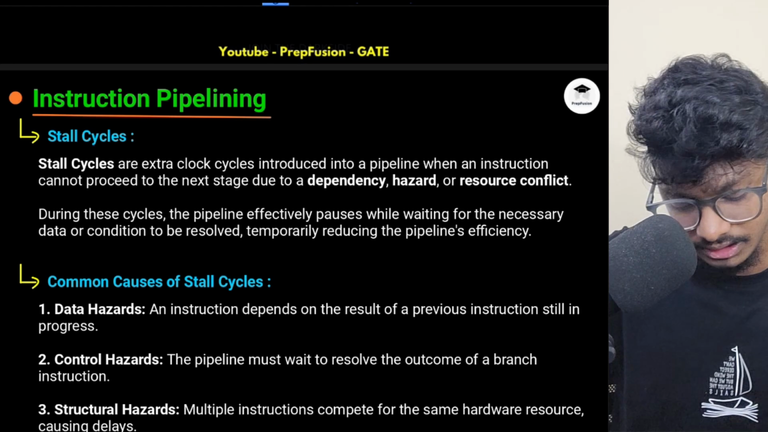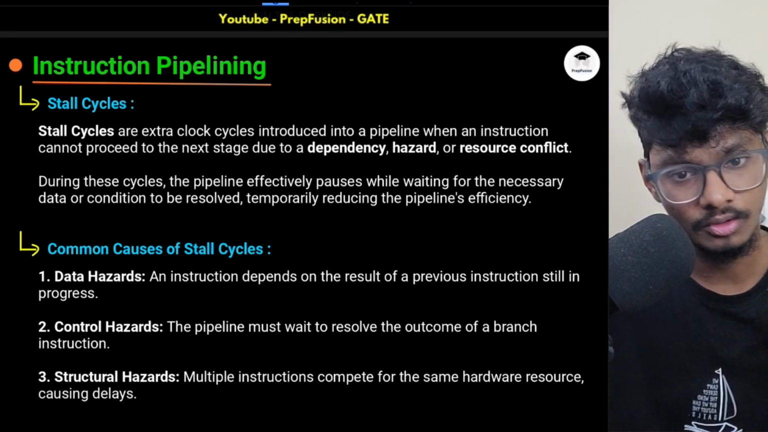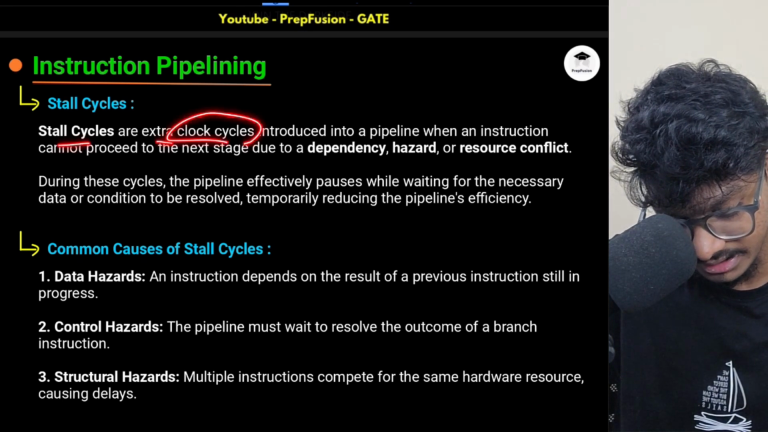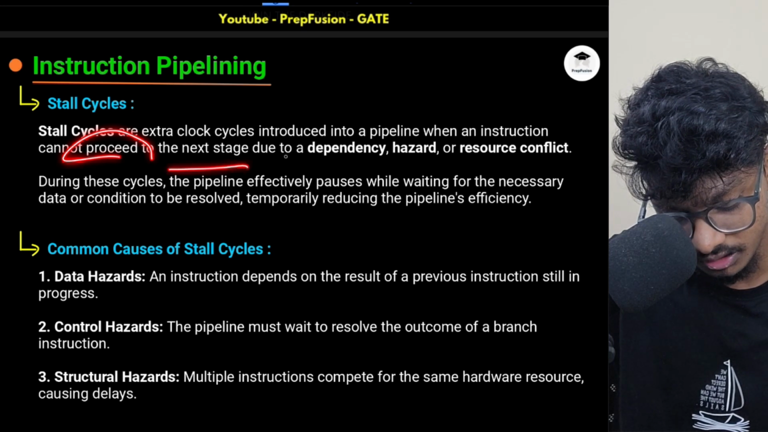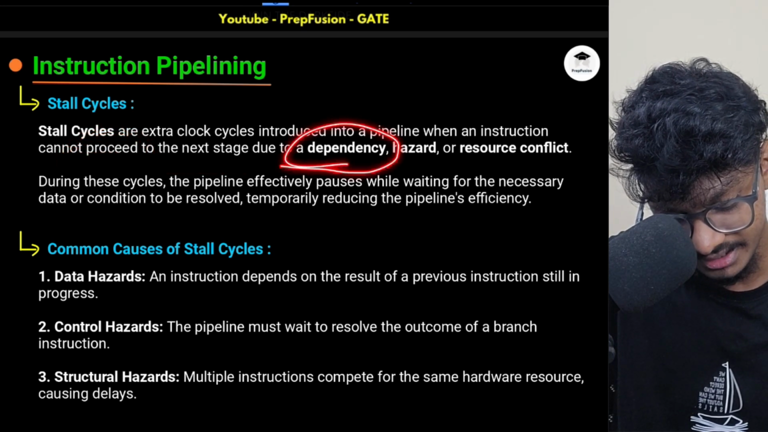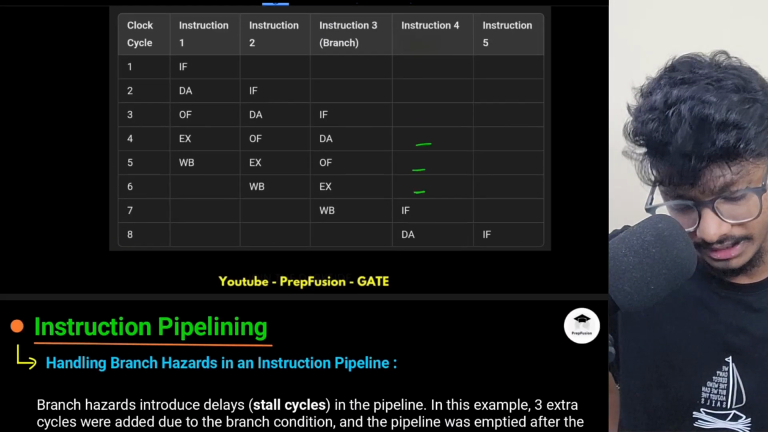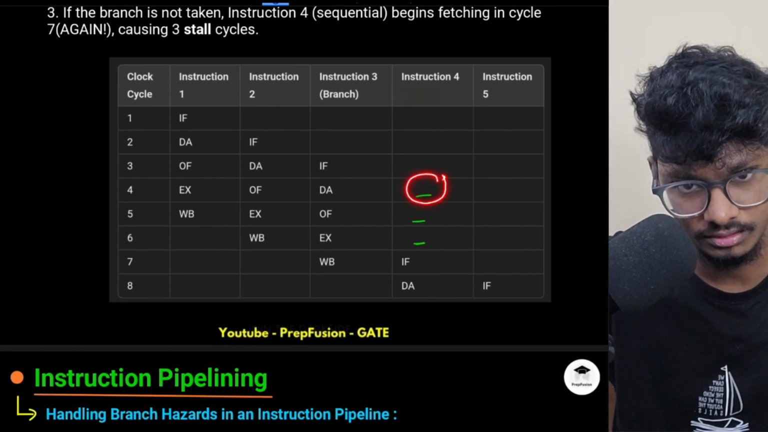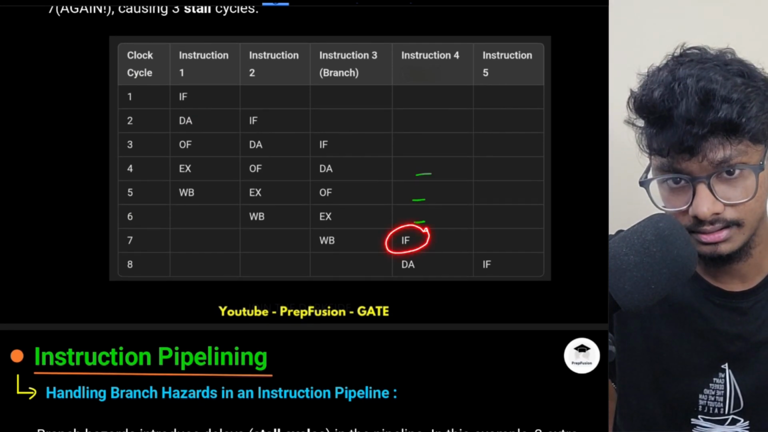So basically I haven't told you the basic definition of stall cycles. Now I will tell you. Stall cycles are extra clock cycles introduced into a pipeline when an instruction cannot proceed to the next stage due to a dependency, hazard, or resource conflict.